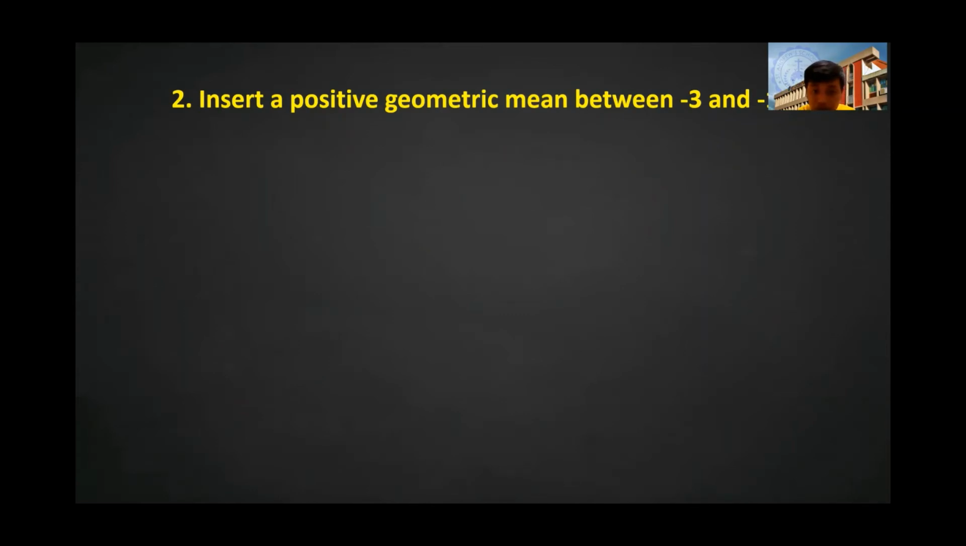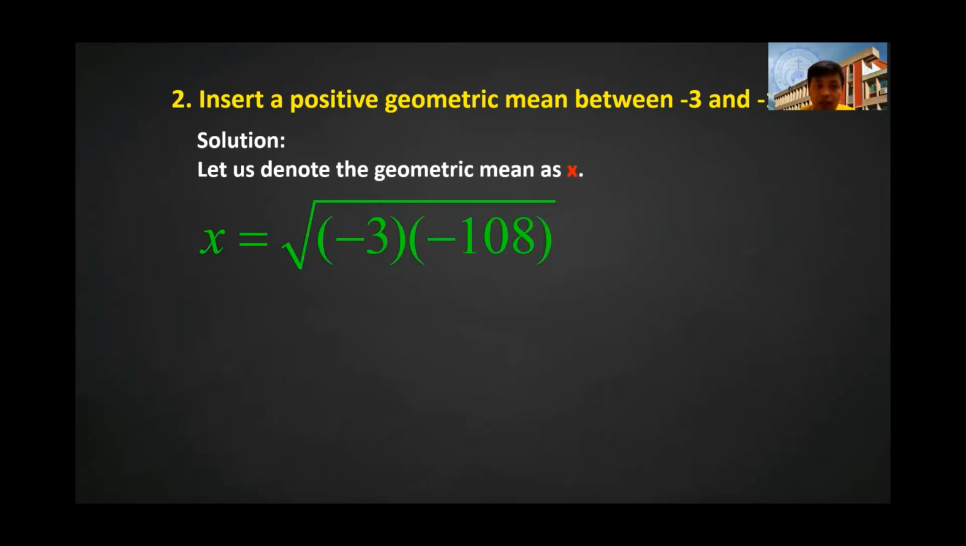So again, we will be using the first formula. Let us denote the geometric mean as x, and now we will just substitute that into the formula. Remember the formula that we have a while ago: x is equal to the square root of a times b. So our a is -3, our b is -108, or the other way around. You can write -108 times -3. That's just the same. You will have the same answer.